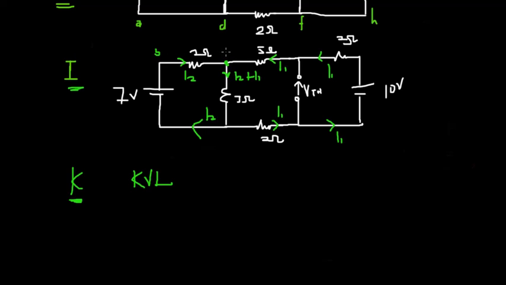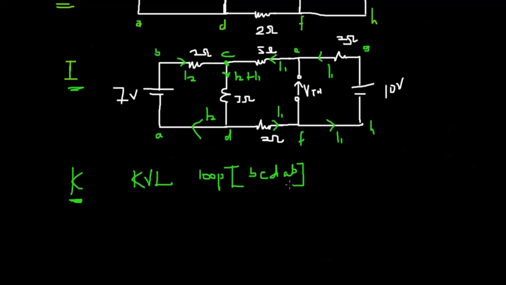We have B, C, E, G, H, F, D, and A. Now let's take a loop. Let's take loop B, C, D, A, B.